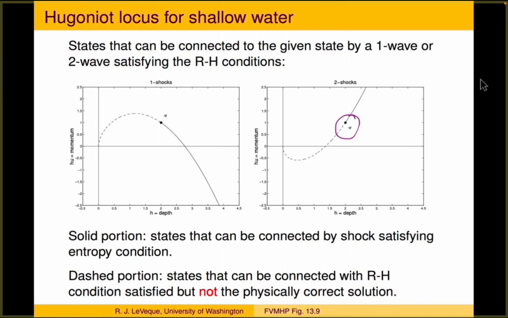Conversely, if we look at 2-shocks, and now we're trying to find a state that's connected to QR, if we're looking for an intermediate state in a Riemann solution, we want to connect QR to a middle state. In that case, what we find by similar analysis, looking at how lambda 2 varies, is that whatever's connected to QR by a 2-shock would have to lie up here on the solid portion. And this portion of the curve down here where it's dashed corresponds to states that can be connected to this QR by a discontinuity that satisfies the Rankine-Hugoniot condition, but it does not satisfy the entropy condition.